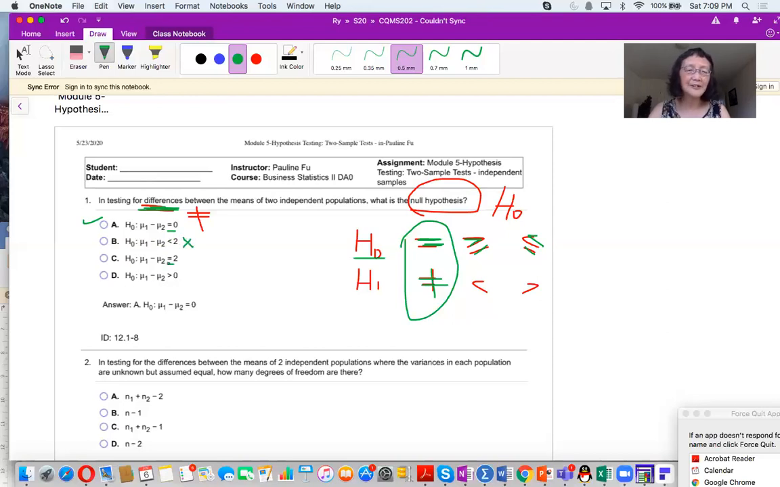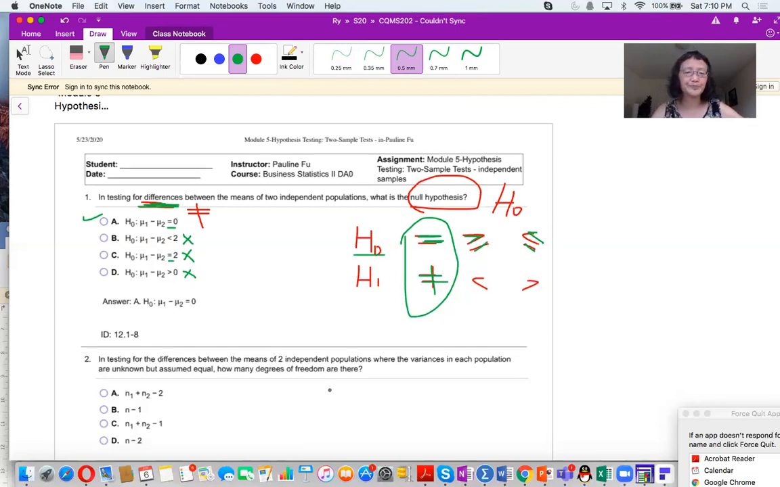C is wrong because it said 2. Usually it is 0. D is wrong because it said greater. H0 never has greater, so it is wrong. The only correct answer is A. Perfect. Thank you so much. Thank you for asking. Please, other students, feel free to jump in, okay?